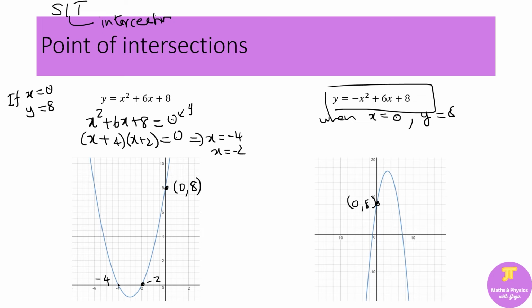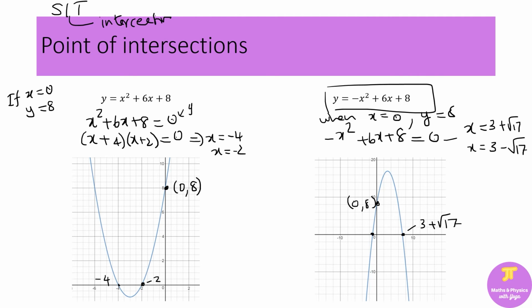Then if you want to find the x-intercepts, if you solve this one, -x squared + 6x + 8 equals 0. If you use the quadratic formula to solve this equation, you will get the first solution is 3 plus root 17. Another one is 3 minus root 17. So this one is 3 plus root 17 and this one is 3 minus root 17. So now we found the intercepts.